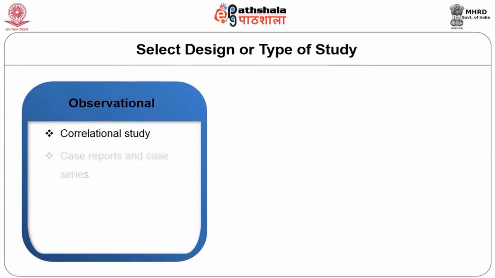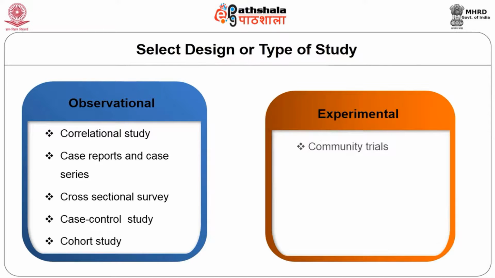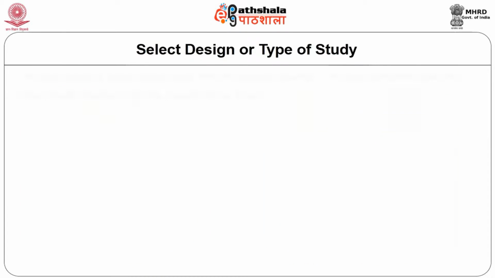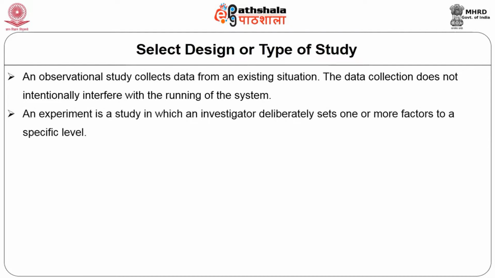Therefore, what are the different types of designs you have? There are observational studies, there are experimental studies. What is an observational study? An observational study collects data from an existing situation. The data collection does not intentionally interfere with the running of the system. An experiment is a study in which an investigator deliberately sets one or more factors to a specific level.